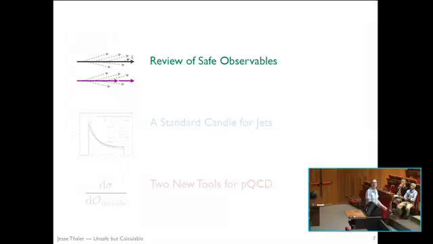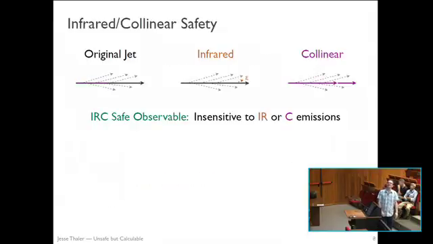Okay, so let me now move to a review of what safe observables are. This is, again, textbook, but for those of you who don't think about jets day in and day out, this is hopefully going to help you get your mind in the right place. Okay, so what do we know about the structure of gauge theories? Well, we know that gauge theories have infrared and collinear singularities. In particular, let's just start off with some jet, some quark or gluon that has a shower of gluons accompanying it. What do we know about the singularity structure of those gauge theories?